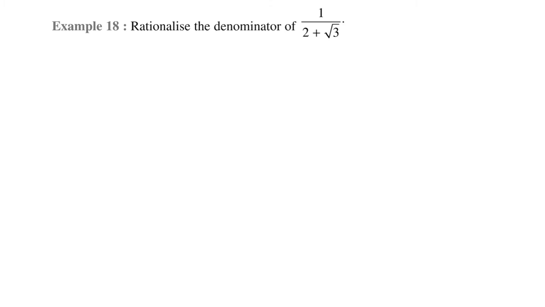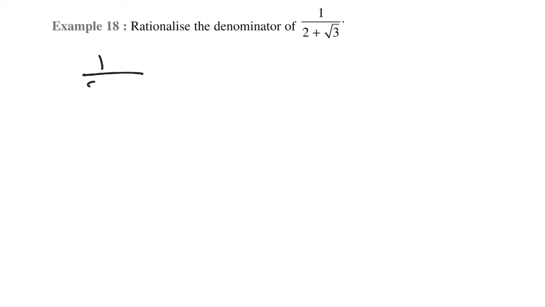Okay, let's try this. Rationalize the denominator of 1 over 2 plus root 3. Now 2 plus root 3 is an irrational number. Remember, a rational number added to an irrational number, the result is an irrational number. So 2 plus root 3 is irrational. We are supposed to rationalize. So how do we go about doing that?